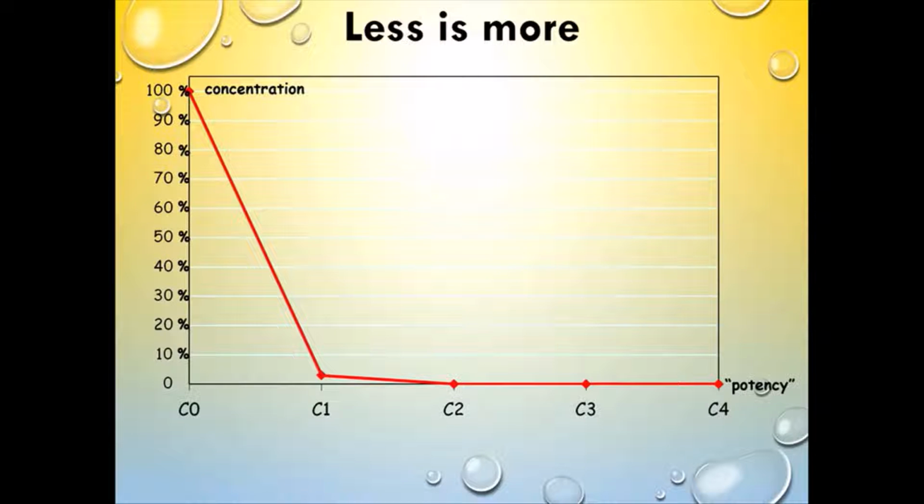And less is more, schematically shown in this slide. You start with 100% of your gonorrheic efflux, and you dilute it 1 to 100. That would be a C1, which then is diluted 1 to 100 to become a C2, etc., etc. You see that the concentration really very fast goes down to 0. So there's no gonorrhea in the gonorrhea remedy.